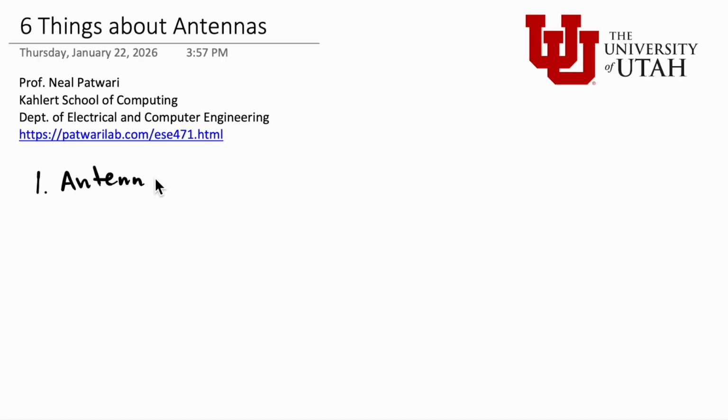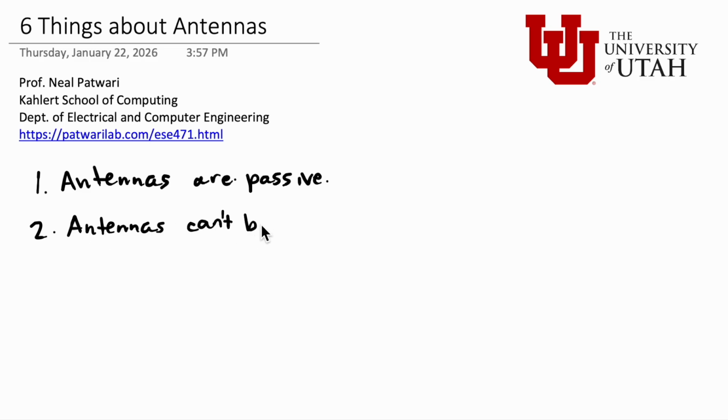Antennas are passive. They don't create power, they just convert electrical energy to electromagnetic wave energy. And there's some loss in the antenna, the connectors, the cables leading up to the antenna, but they definitely do not create energy. The second one is that antennas can't be isotropic. That is, they can't send power equally in all directions.